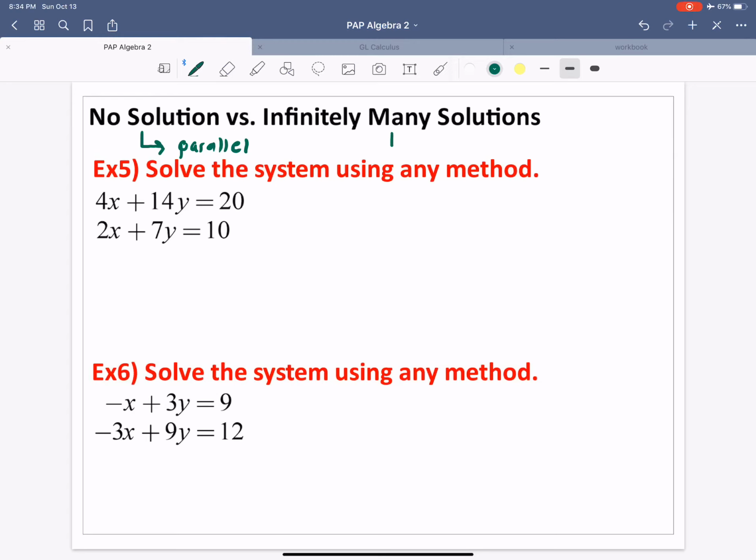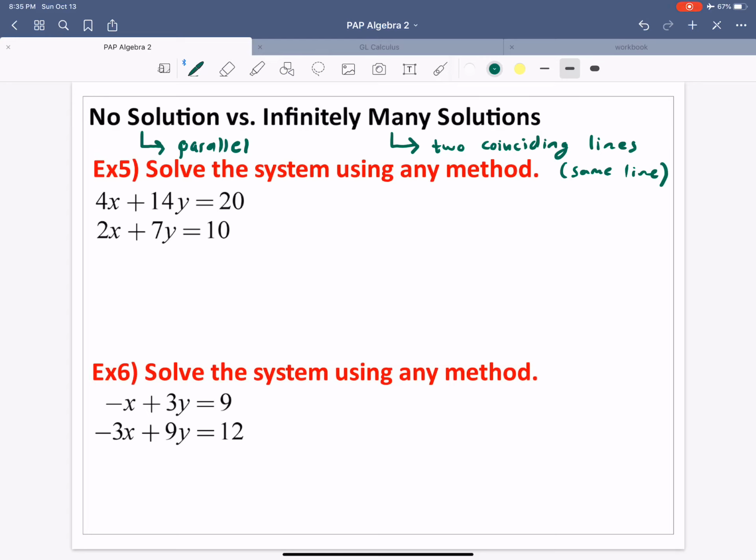So infinitely many solutions is when you have two coinciding lines. In other words, when they're the same line. They lay right on top of each other. They're coinciding. That means they actually intersect at every single point. So that means there's infinitely many solutions. Well, there's a specific thing that you're going to look for to tell you the difference between parallel, no solution, and infinitely many solutions.